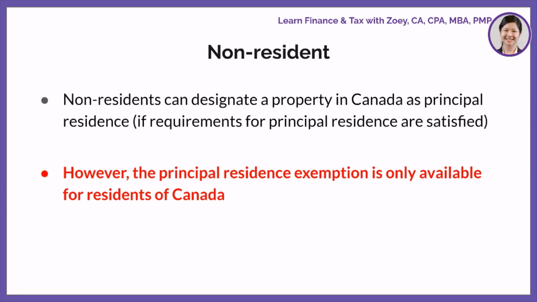While non-residents can designate a property as principal residence, the calculation of the principal residence exemption is limited to the number of years during which the taxpayer was Canadian resident. This means even if a property in Canada owned by a non-resident can qualify as principal residence, the non-resident cannot use the principal residence exemption to eliminate the capital gain on the disposition of the property.